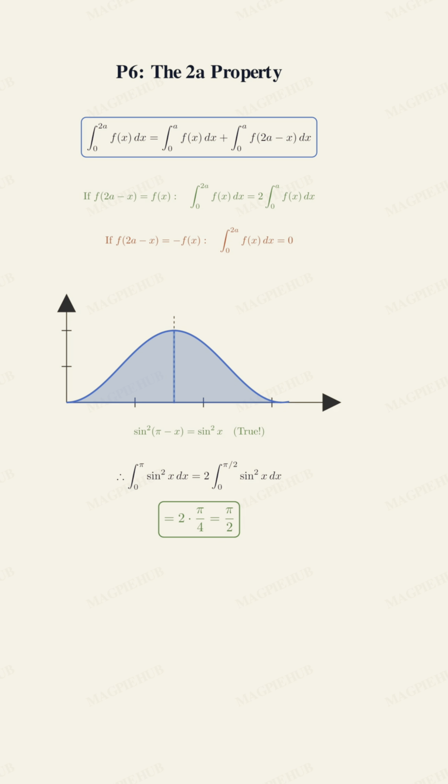For example, consider sin squared x from 0 to pi. Since sin squared of pi minus x equals sin squared x, the function is symmetric about pi over 2. So the integral from 0 to pi equals twice the integral from 0 to pi over 2. Using the standard result, this gives us 2 times pi over 4, which equals pi over 2.